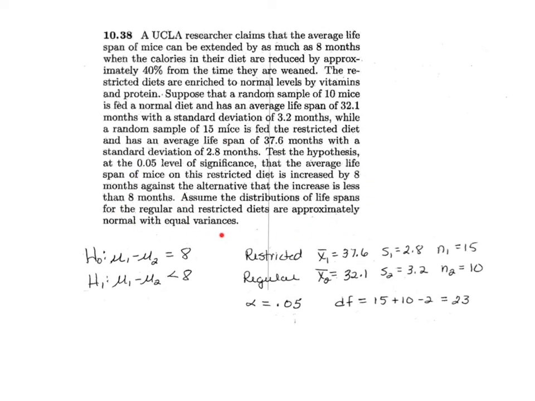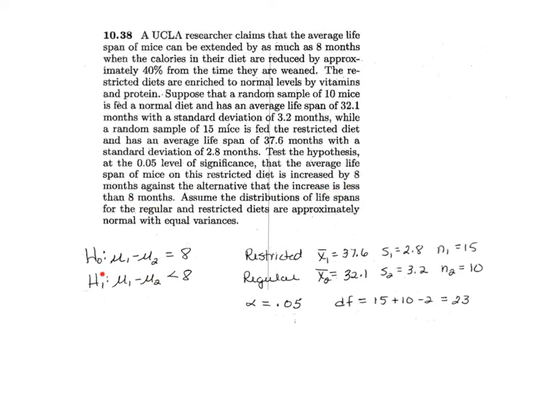So if we're looking at the difference between these two diets, the restricted diet and the regular diet, it says that the average lifespan of the restricted diet is increased by 8 months against that it is less than 8 months. So we're going to say that the difference is assumed to be 8 months, and then we're going to say we don't believe that, we think it's less than 8 months.